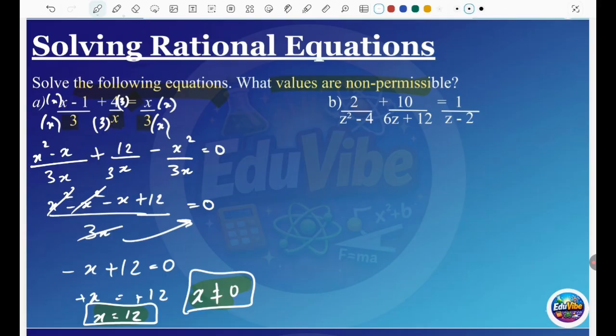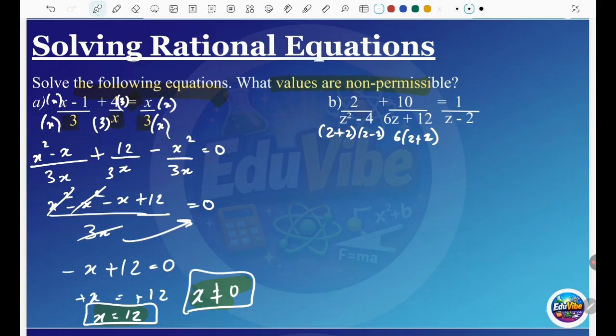So for the next example, we have 2 upon z squared minus 4 plus 10 divided by 6z plus 12 equals 1 divided by z minus 2. So we have to solve this a little bit. This z squared minus 4 is basically (z plus 2)(z minus 2). And in this, if we take 6 in common, we get z plus 2 in common. And we have z minus 2.